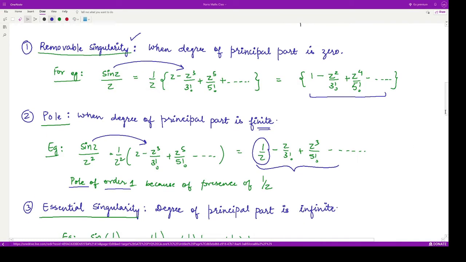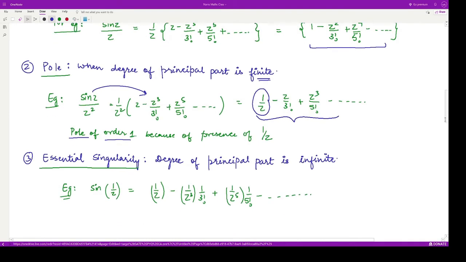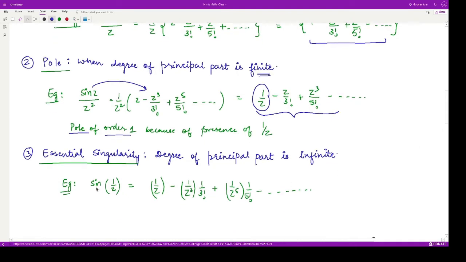And for an essential singularity, the degree of the principal part should be infinite. For example, we have sin 1 by z, so we can expand it using this expansion. Here you just have to replace z by 1 by z and you will obtain this particular series. Now you see the terms 1 by z, 1 by z cube, 1 by z raised to power 5 and so on, they go to infinity. So the degree of the principal part is not defined, and we have an essential singularity for such cases.